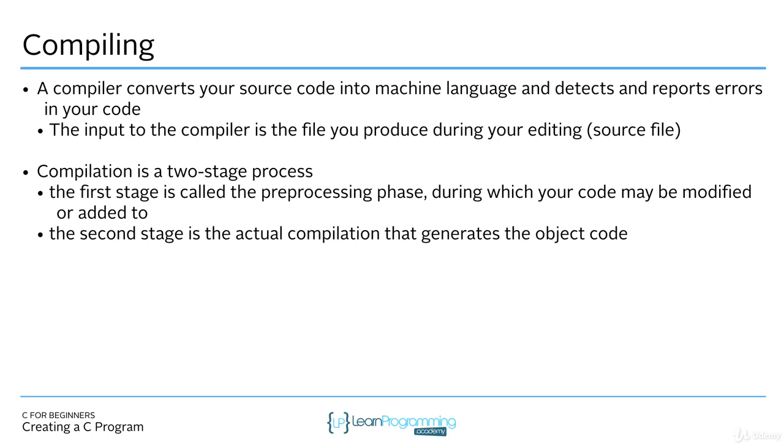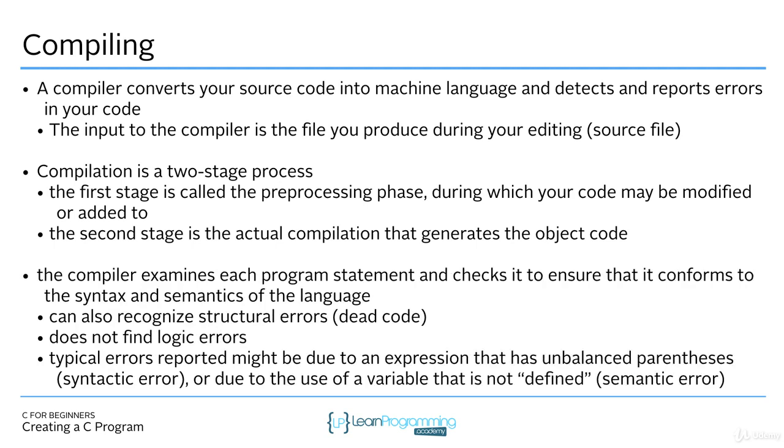Compilation itself, converting this code, is a 2-stage process. The first stage is called the pre-processing phase, during which your code may be modified or added to. And the second stage is the actual compilation. It generates the assembly language code. We'll talk about this pre-processing phase in more detail, but you just need to know now that there are 2 stages when you do compilation. The one that we're going to focus on, or the one that's easy to understand, is the generation of the object code. So the compiler is going to look at each statement, and it's going to make sure that the syntax is correct and that the semantics of the language are met.